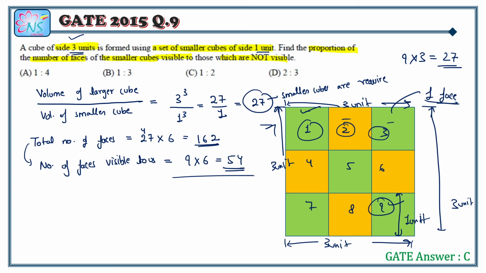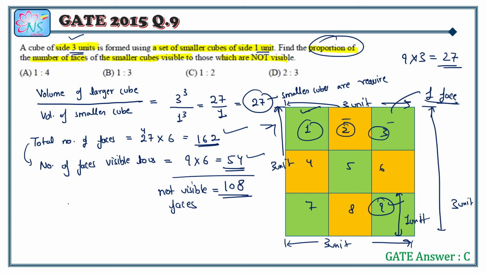Then how many faces are not visible to us? That we can get by simply subtracting these two values, meaning total number of faces minus total number of faces that are visible. So total 108 faces are there which are not visible to us. Okay, now we can calculate the proportion.